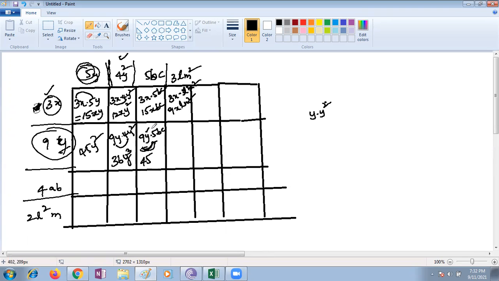9y multiplied with 5bc. 9 5s are 45. Any common? No common, so you directly write the variables: y, b, c. Next.